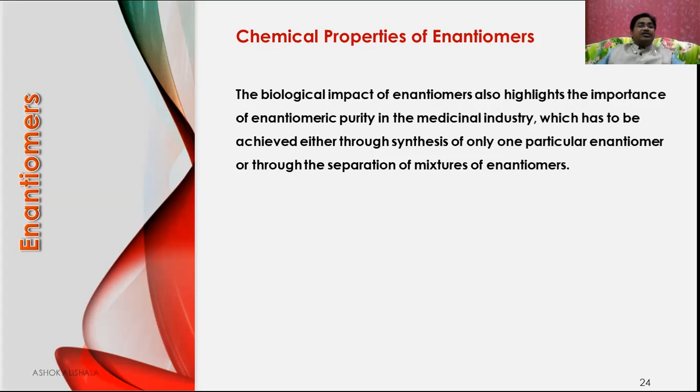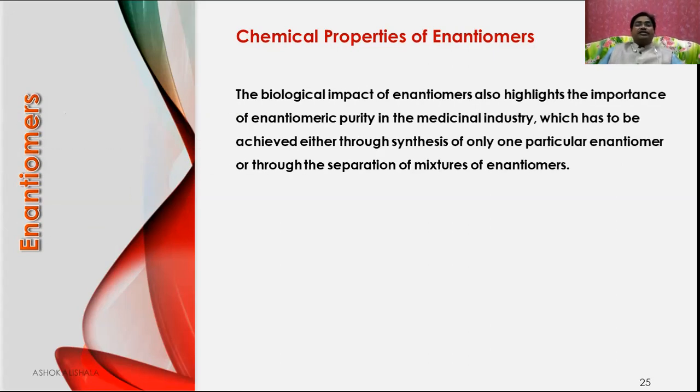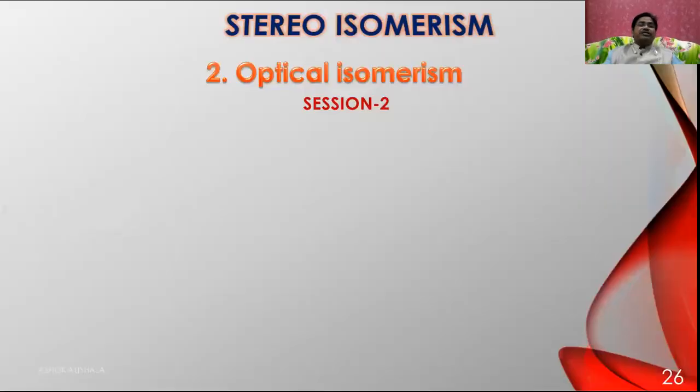The side effect is due to the other enantiomer also present along with the required one. That means the medicines are not 100% pure. A little bit of impurity also causes many changes in our body, and that's why there are side effects, because of this other form of the enantiomer. The biological impact of enantiomers highlights the importance of enantiomeric purity in the medicinal industry, which has to be achieved through the purity of the synthesis.